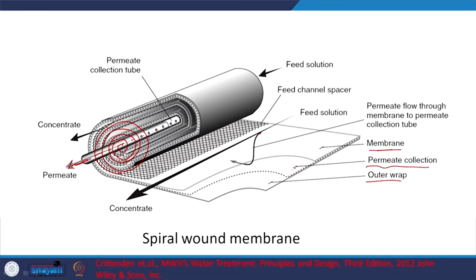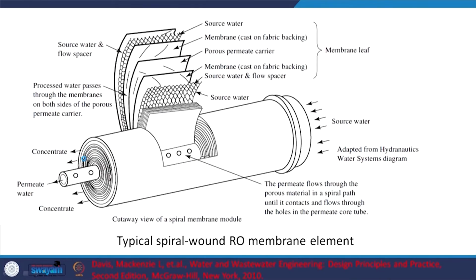So, that is one aspect, and also from one membrane to the other you are going to have this feed channel spacer, let us say. Feed solution, this is the concentrate or the reject. So, it is going out in this way, and the one that passes through the membrane, this spirally wound membrane, pardon me, will end up in the permeate. That is something to keep in mind.